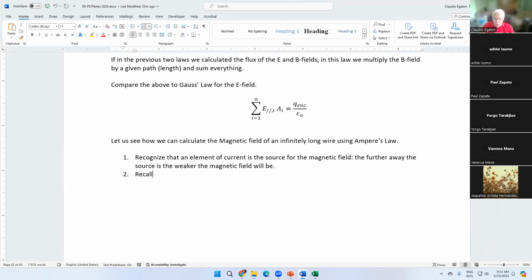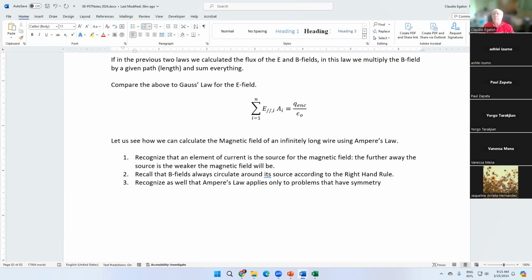Then what else? Recall that B fields always circulate around their sources, according to the right hand rule. Recall that. And also you must recognize that Ampere's law applies only to problems that have symmetry. Okay? Gotta realize that as well. Ampere's law applies only to problems that have symmetry. The B field always circulates around the sources.